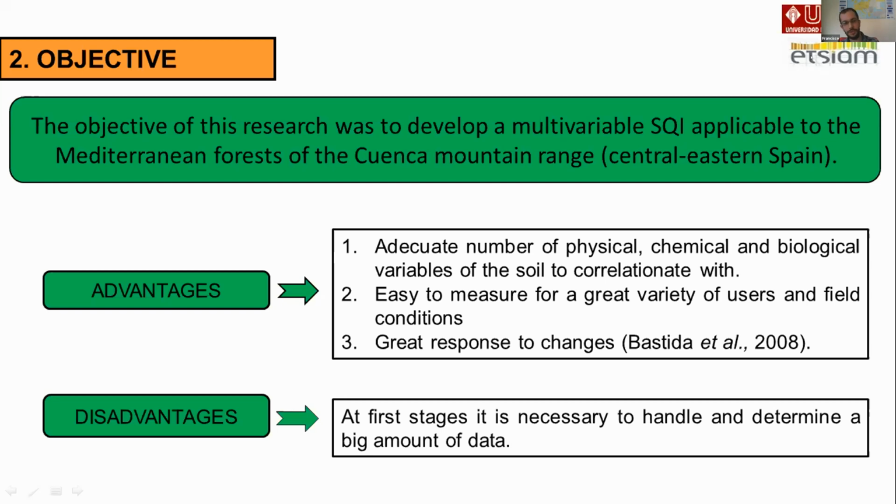Okay. So I was telling you that the main advantages we have found is that in the index we use an adequate number of physical, chemical, and biological variables of the soil. It is also easy to measure for a great variety of users and field conditions. And also the index has a great response to changes, and that's because we have included in the index the microbiological parameters that can react with relative speed to changes in the soil.